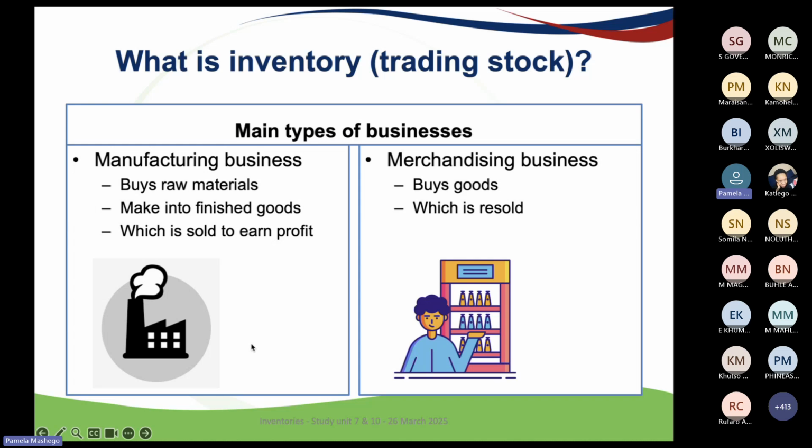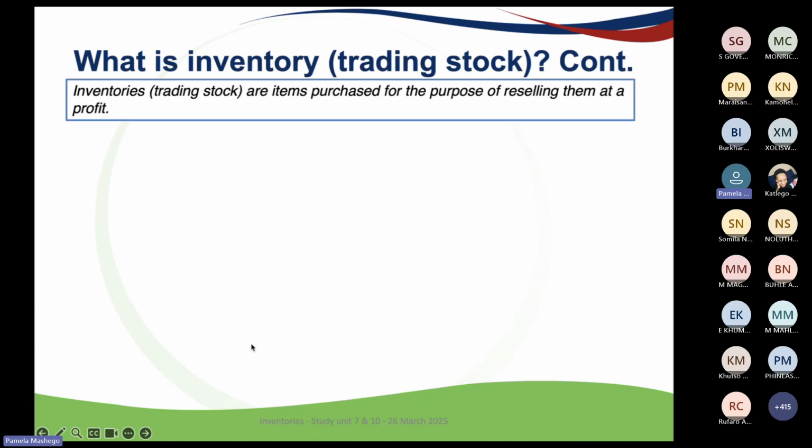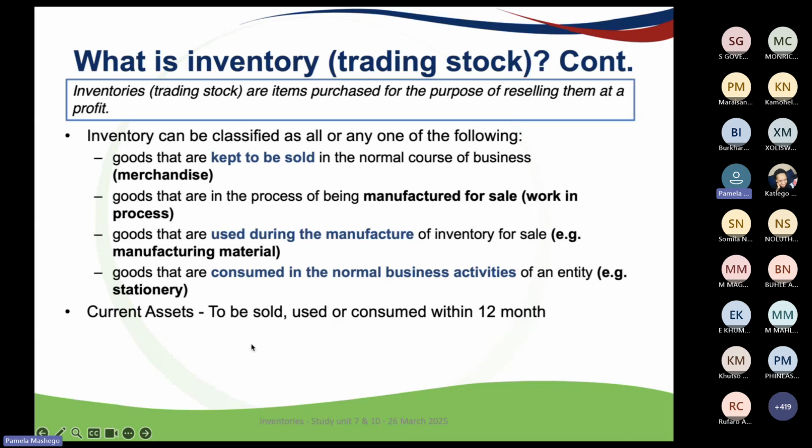So with that in mind, what is inventory? The simple definition is that inventory or trading stock are items that are purchased for the purpose of reselling them at a profit. And they can be classified as all or any of the following. It can be goods that are kept to be sold in the normal course of business, which is the merchandising business, or goods that are in the process of being manufactured for sale, which would be in the manufacturing business, or goods that are used during the manufacture of inventory. And lastly, it can be consumables.